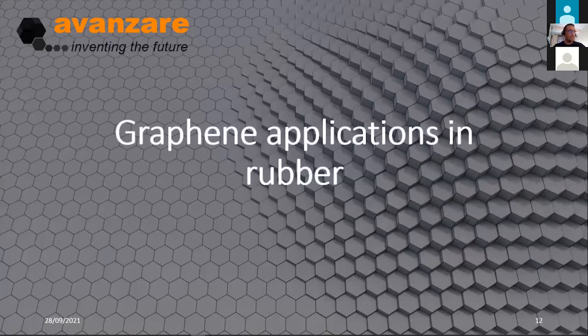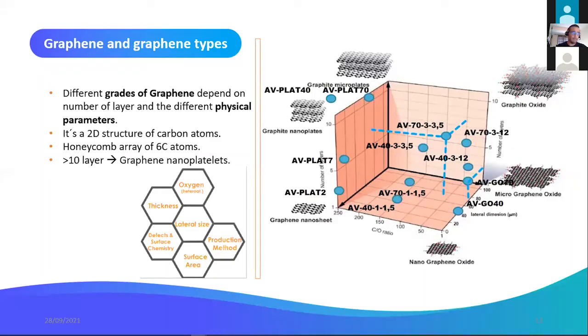Okay, in the next minutes I would like to talk about graphene and its applications in rubber. As you know, graphene is a new material. Avanzare has been producing graphene for 15 years.